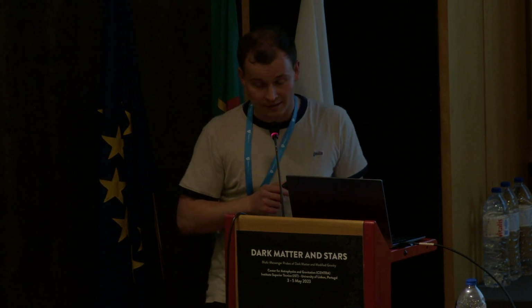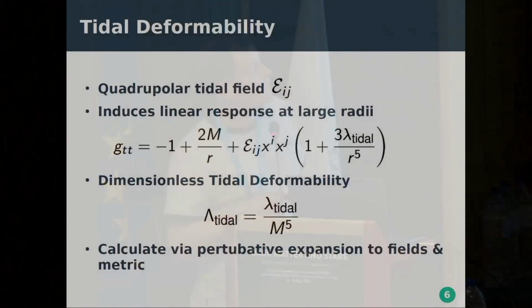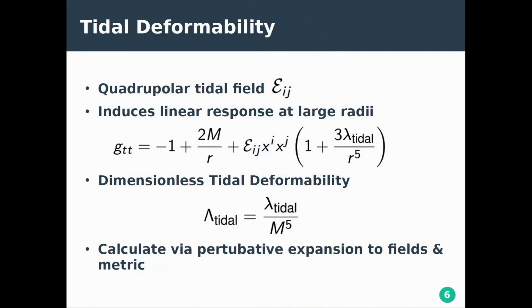We also looked at the tidal deformability of these stars. We've heard a lot about this, but just a quick recap. If you apply a tidal field to your spacetime, the star will develop a linear response to this tidal field. So here you have, at large radii, the Schwarzschild component, and here you have the tidal field and its linear response. And this is the thing that we computed. You can also make this dimensionless, so it's independent of the units. And you make a perturbative ansatz for your fields and the metric.